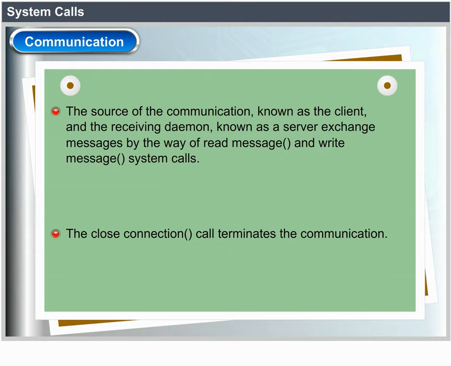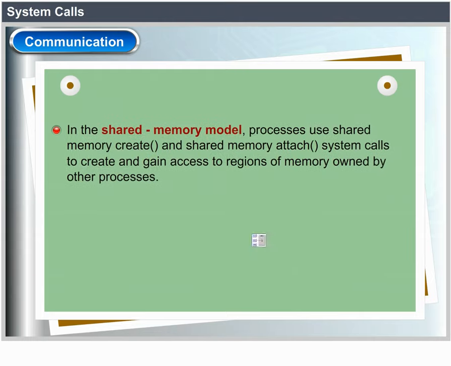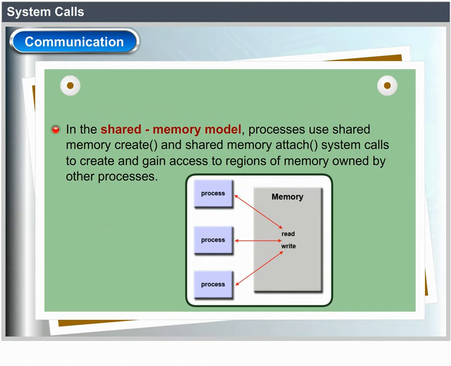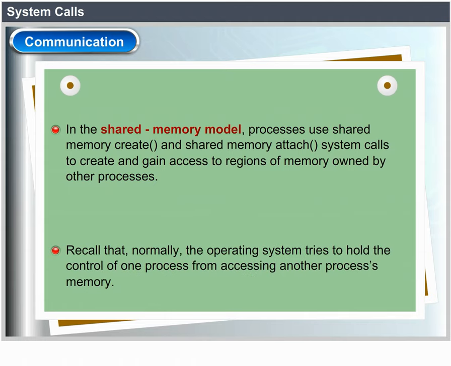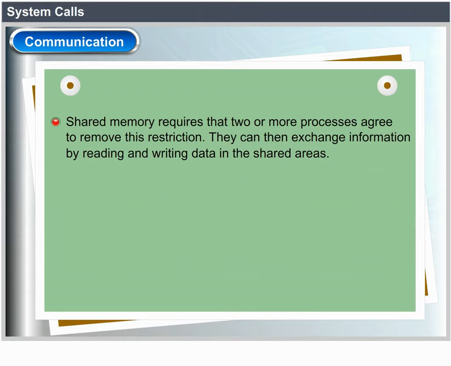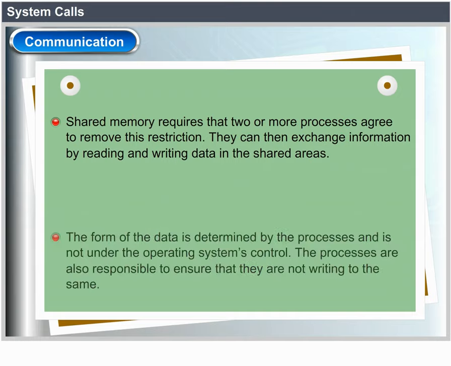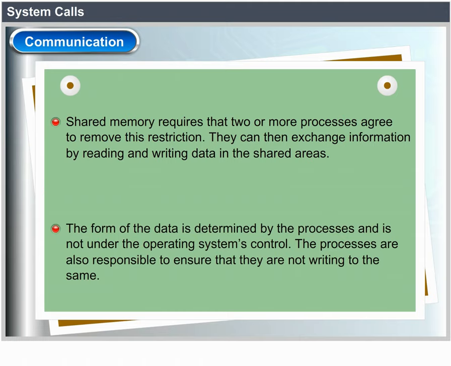In the shared memory model, processes use shared memory create function and shared memory attach function system calls to create and gain access to regions of memory owned by other processes. Recall that normally the operating system tries to prevent one process from accessing another process's memory. Shared memory requires that two or more processes agree to remove this restriction. They can then exchange information by reading and writing data in the shared areas. The form of the data is determined by the processes and is not under the operating system's control. The processes are also responsible for ensuring that they are not writing to the same location simultaneously.